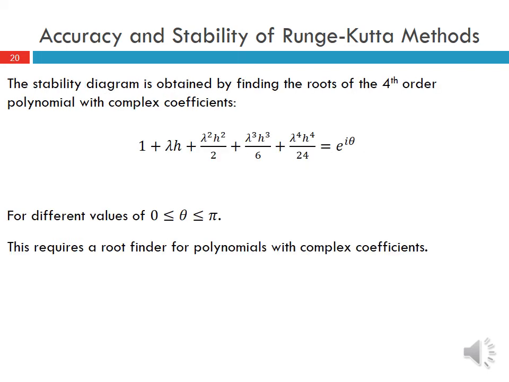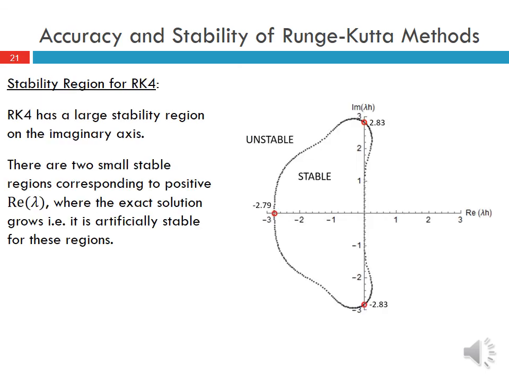Now, the stability diagram is found by finding the roots of the fourth order polynomial with complex coefficients. So we take our sigma and we want to find when this is equal to e to the i theta for different values of theta. And we can consider different values of theta between 0 and pi and solve this polynomial with complex coefficients using some root finding method. And what we get is the stability diagram shown here.